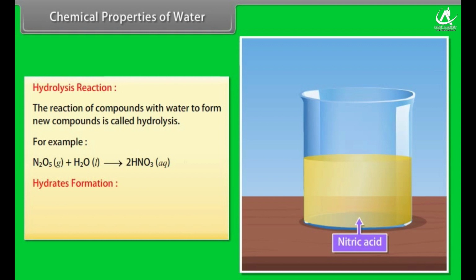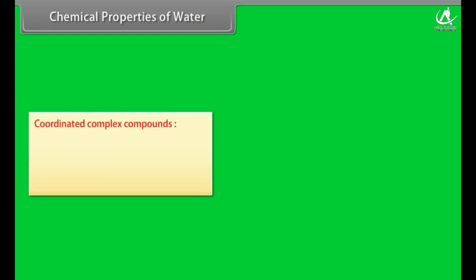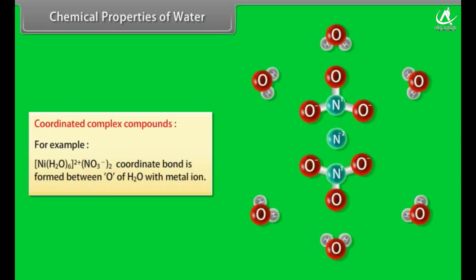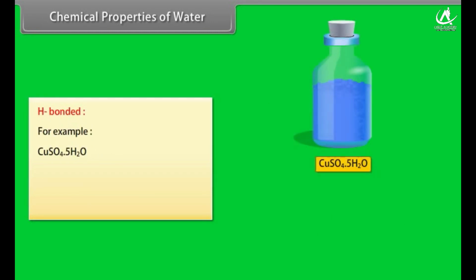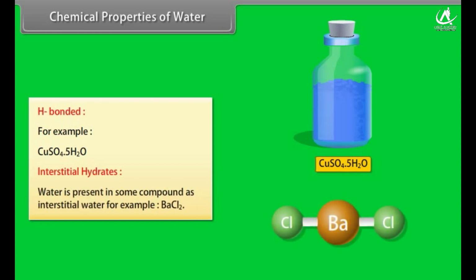Hydrates formation. Water forms hydrates with metal salts. There are three main types. Coordinated complex compounds. For example, nickel-2 nitrate hexahydrate. Coordinate bond is formed between O of H2O with metal ion. H bonded. For example, copper sulfate pentahydrate. Interstitial hydrates. Water is present in some compounds as interstitial water. For example, BaCl.